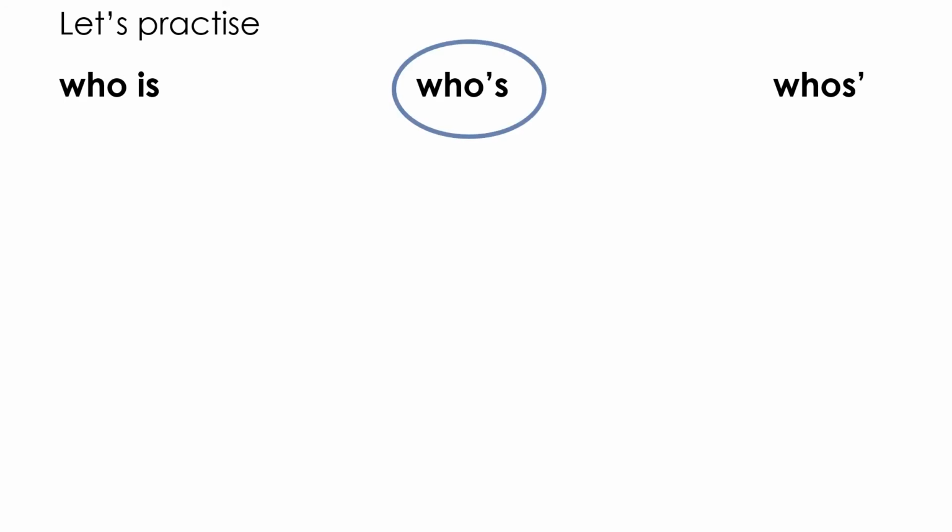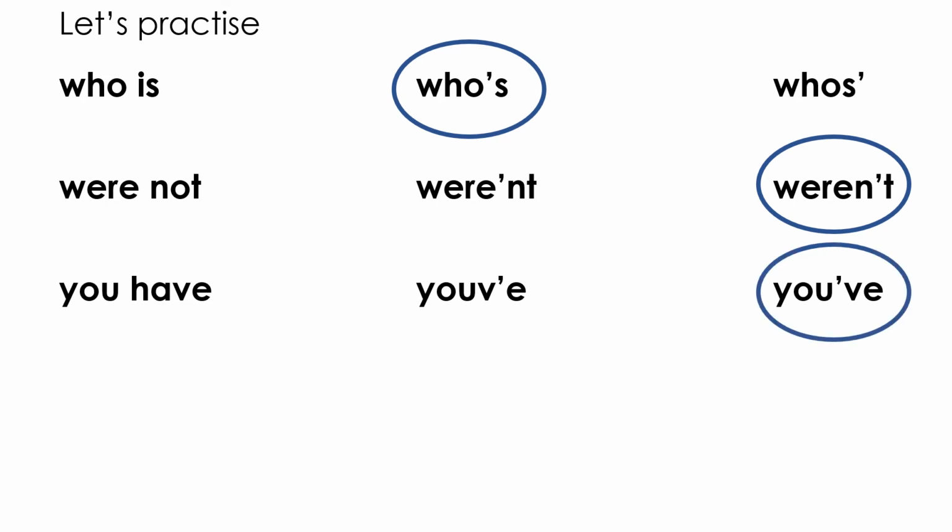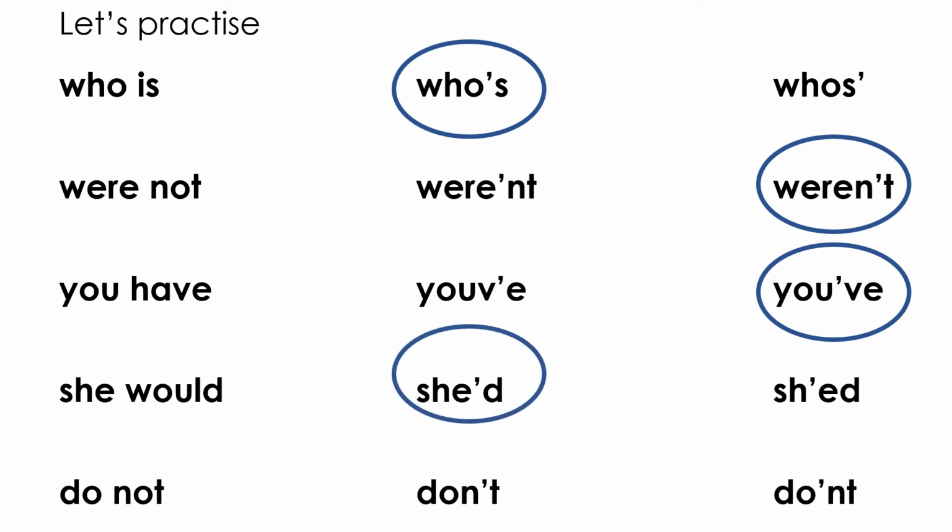Let's practice. Determine which is the correct contraction of who is. Can you guess? Take a moment to pause the video and find out your answers. There it is. How about were not? Good job. You have. Which one would it be? She would. There it is. Do not. Good job. I'm sure that was a piece of cake for all of you.